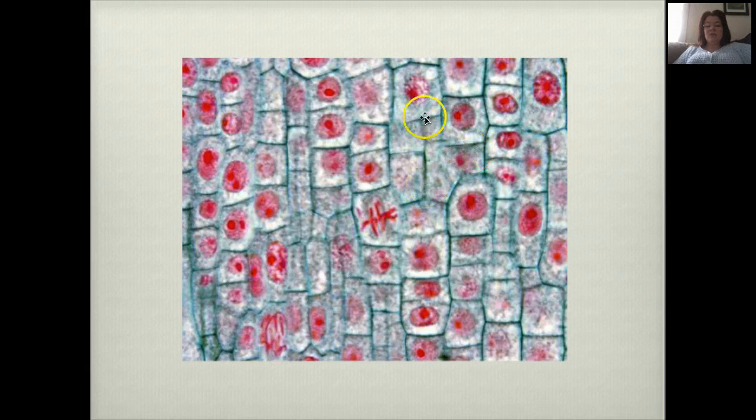Now, I could probably point to this one or perhaps this one as examples of prophase. I say that because there's a lot of speckling in the nucleus up here and over here, which tells me that the chromosomes are beginning to condense. So I would call this a prophase, and I would call this a prophase.